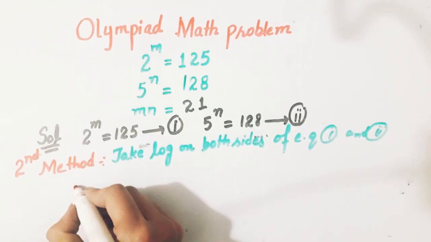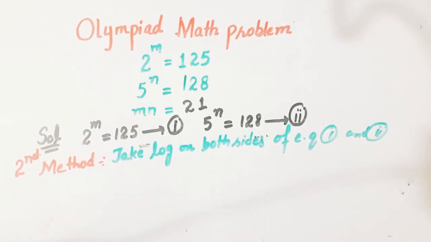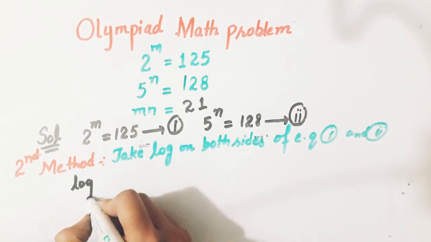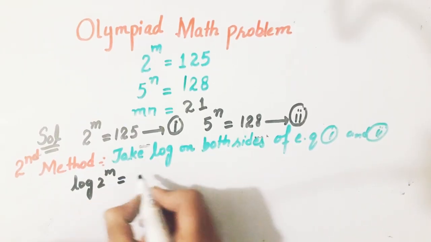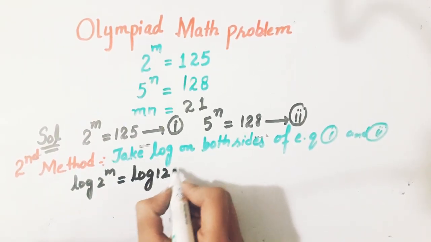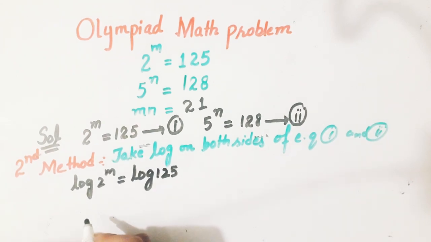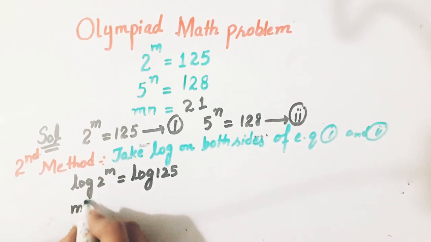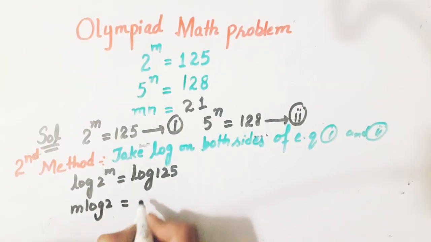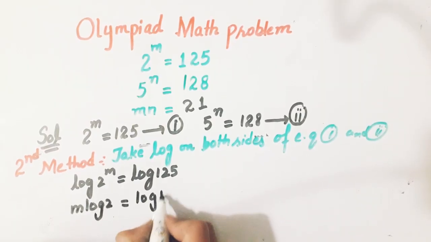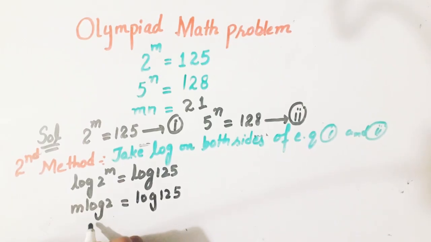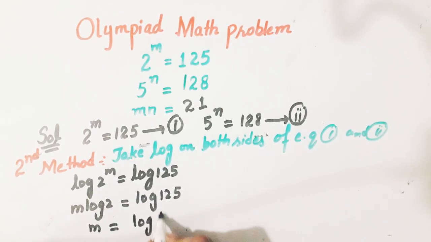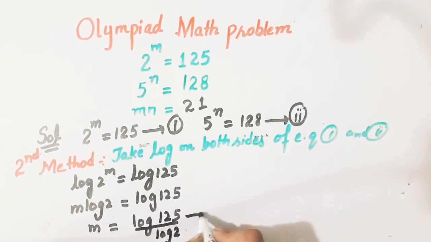So we get log 2 raised to power m equals log 125. Then according to the log rule, m is in the start. So m log of 2 equals log of 125. Then we get value of m equals log of 125 divided by log of 2. This is called equation 3.